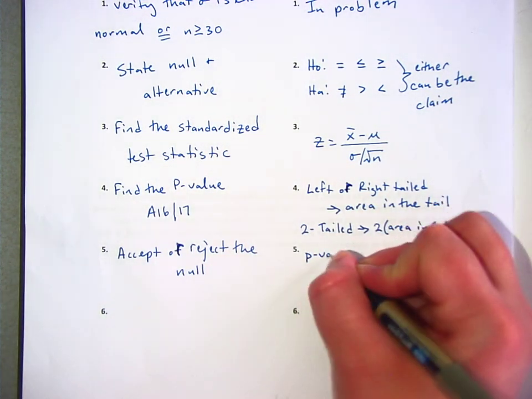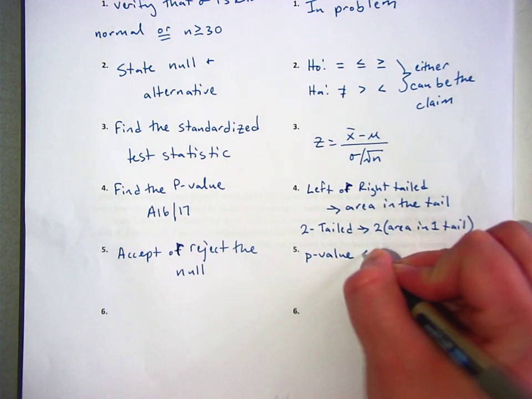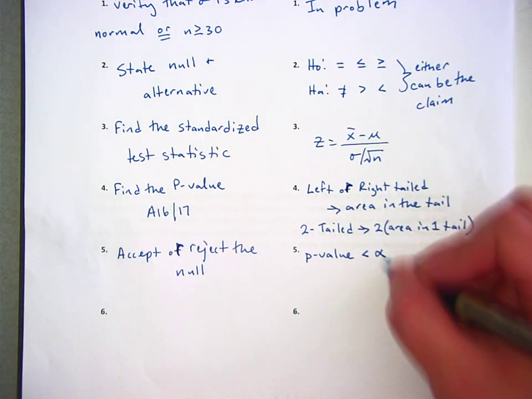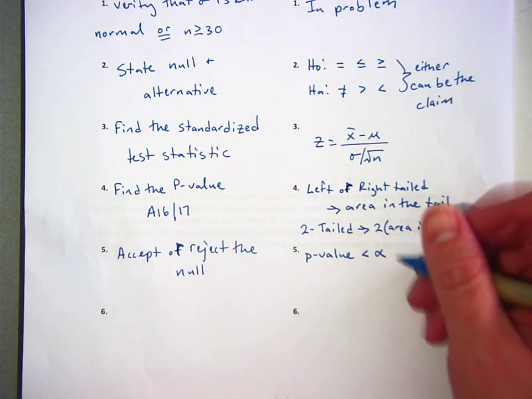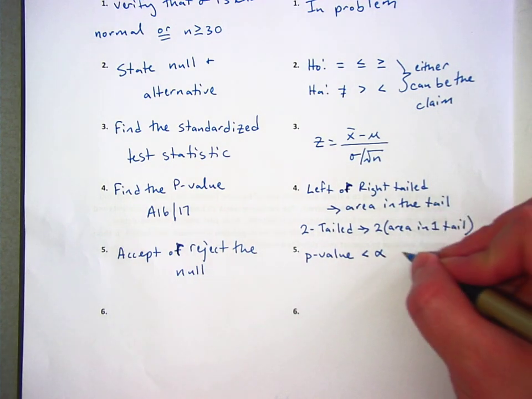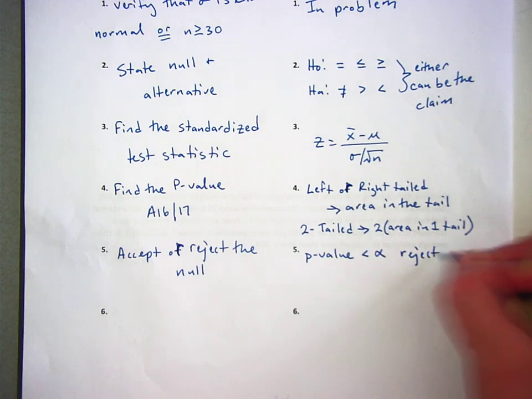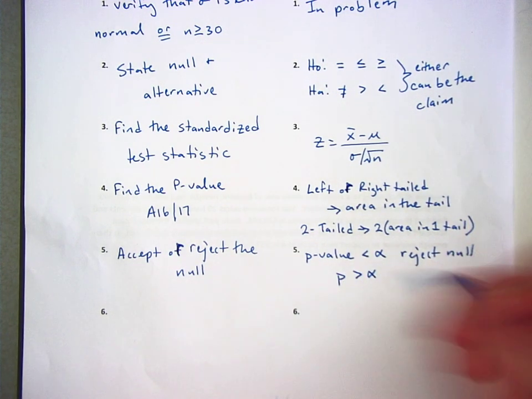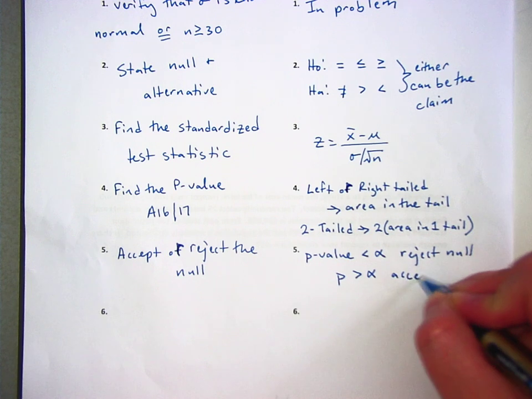If the p-value is smaller than alpha, or, well, it never will be equal to. If it's smaller than alpha, then reject the null. If p is greater than alpha, accept the null.